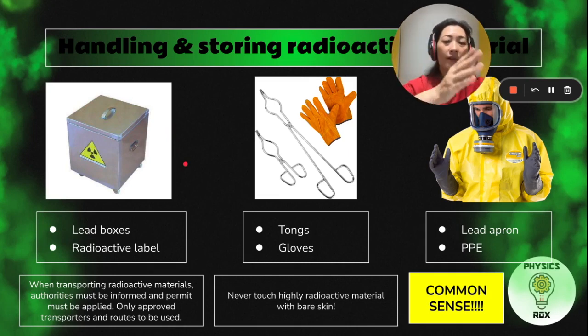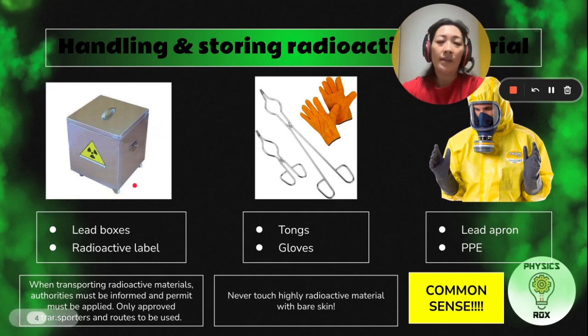this is for beta, this is for gamma. Too much of a hassle. Let's just use a box made out of material that can contain all radioactive material. That's why we always use lead boxes. And obviously, you need to label it so that people don't simply open and carry things with their bare hands, right? So that's why you must have the radioactive label.